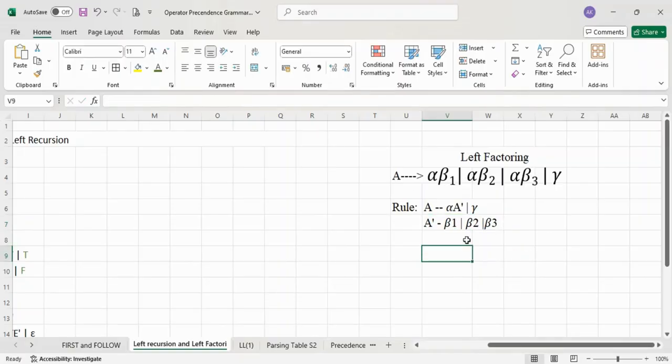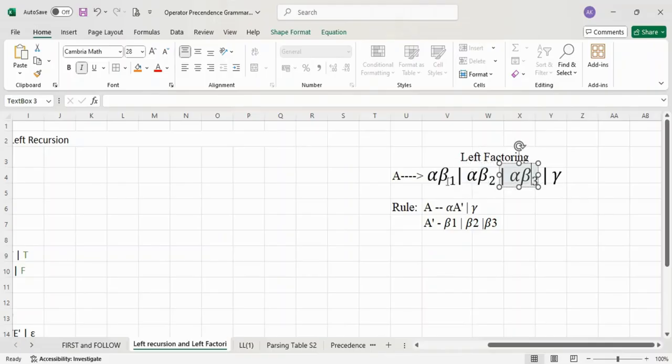I repeat my explanation once again so that it's more clear. Left factoring means multiple productions starting with the same symbol. Here there are three productions, 1, 2 and 3, that start with alpha, alpha and alpha. Here the production is not starting with alpha, hence I have named it gamma. The rule says you start with the production rule A. You write that symbol which is repeated multiple times, that is alpha. You add A dash to it, and you add all your gamma productions. And A dash will have productions with beta 1, beta 2, and beta 3.